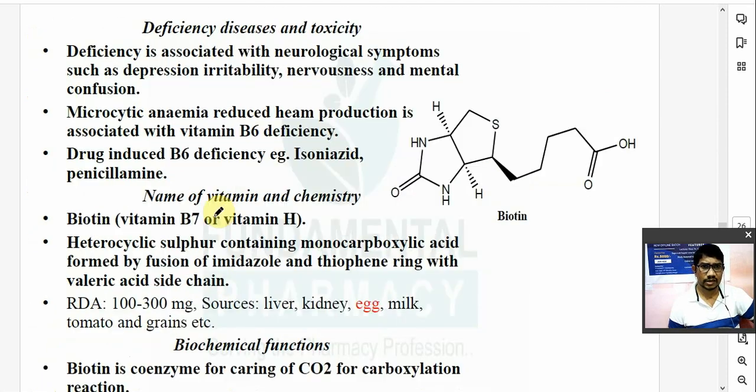Now the next one is nothing but vitamin B7, known as biotin. I hope I am audible to you clearly. Yes or no? Am I audible?